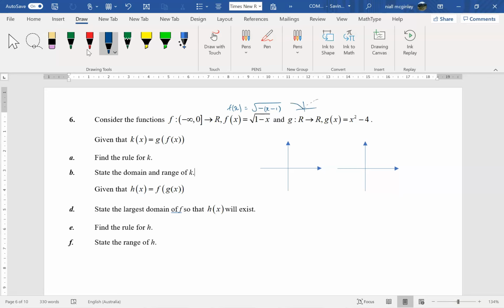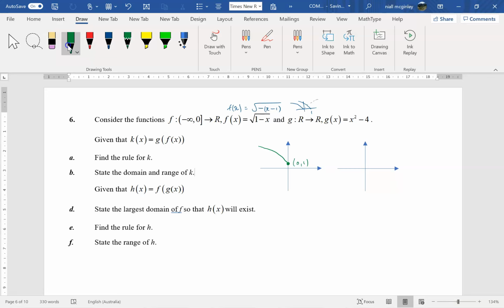And it's been moved 1 to the right. So it's going to go like this up to 1 here. But what you need to notice is the domain given is going from -infinity to 0. So when we draw this, the square root function will be coming here. Normally it would end at 1, but in this case, because our domain's been restricted, it's going to end here at 0. And if you put 0 in here, it's going to give you 1.